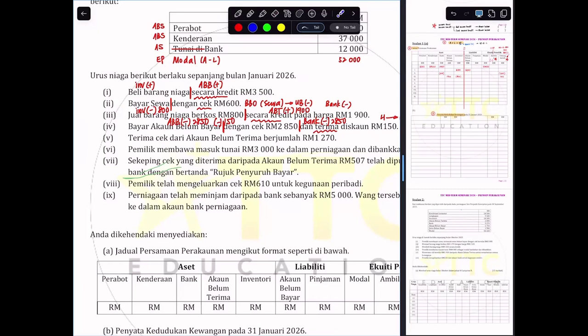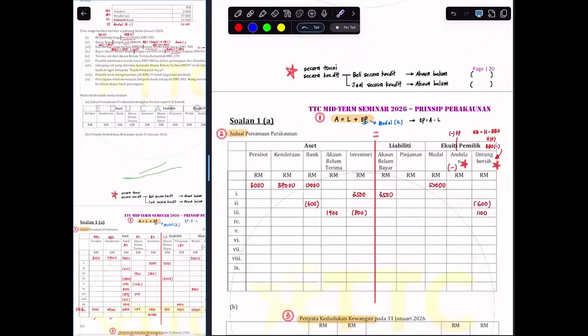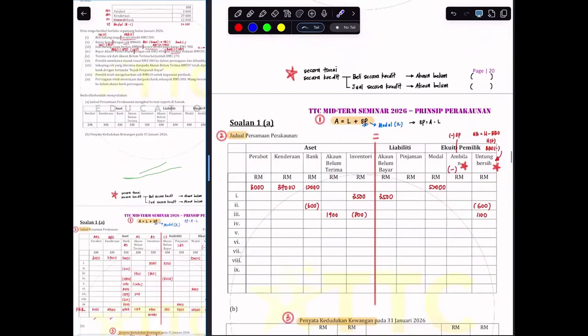Yes, 3,000. So remember, the check will reduce the ABB or ABT by exactly the same value. Discount is another additional value to minus. So totally, you need to minus ABB by 3,000.